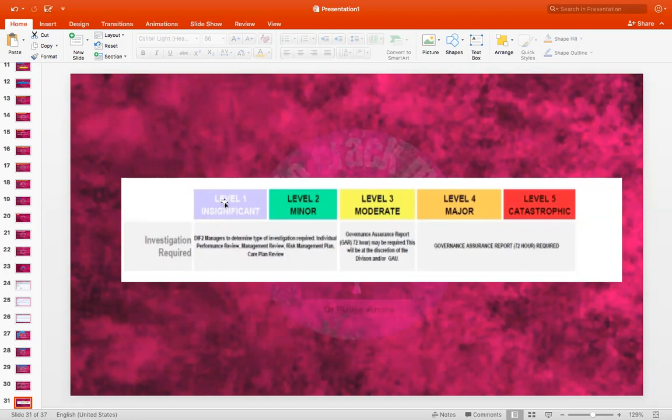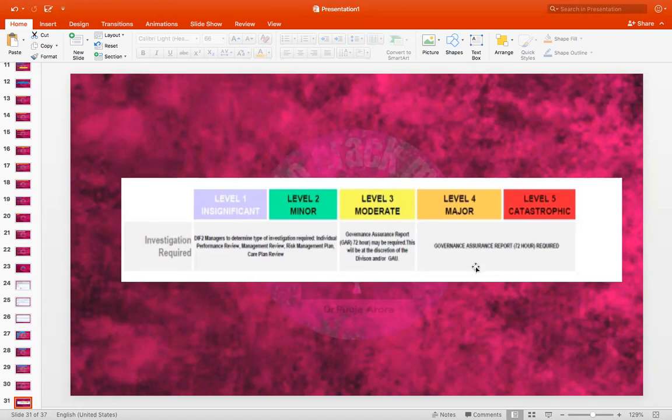So basically it is mainly individual performance review, sometimes by the management or the risk management plan, and we provide care plan review. But these two, by the governance assurance report, this is also a governance report. Assurance report, normally it takes 72 hours to investigate. Why? It's not to generate the report, it is to investigate.